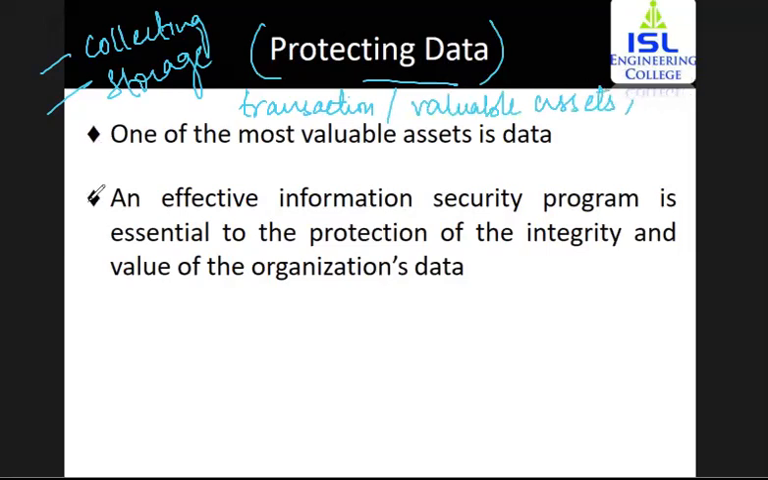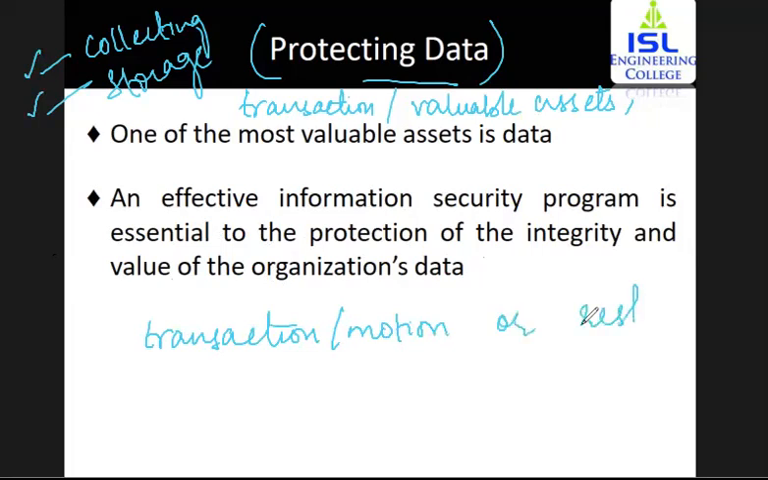Then the next one is an effective information security program is essential to the protection of the integrity and value of the organization's data. Whether you're collecting or storing the data, it should be secure. You can say that the data is in a particular transaction, or data is in motion, or data is at rest. For both these types of scenarios, we need to implement a security program so that it protects the integrity.